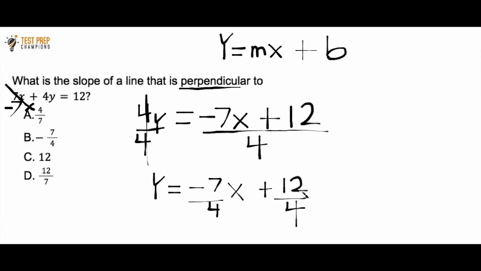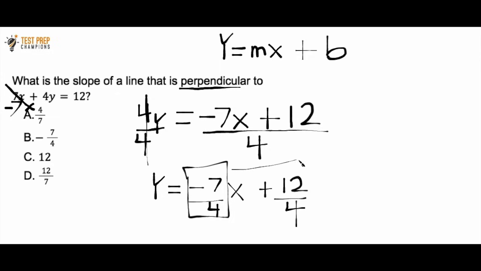Now 12 divided by 4 is the same as 3, but we don't have to do anything with this 12 divided by 4, so I'm just going to leave it like this. What we really care about is this number right here, which is our slope. The negative 7 over 4 is the slope, but since we need to figure out what is the slope of the line that's perpendicular, we have to flip this upside down and change the sign.